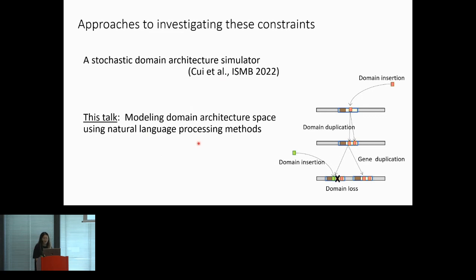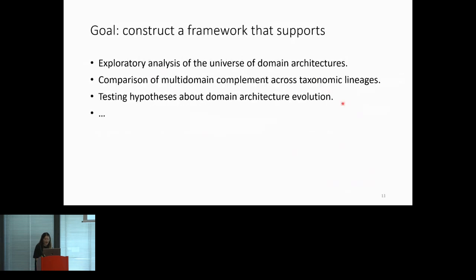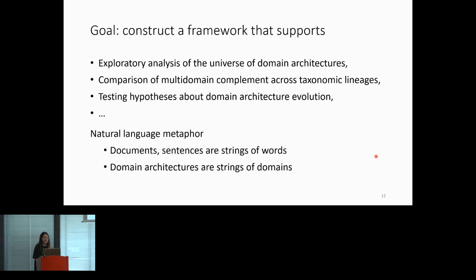This framework can first help us interpret the results of the simulator, and it can also help us investigate relationships between domain architectures. In general, this framework allows us to ask questions about sets of domain architectures in a unified setting. It supports exploratory analysis of the universe of domain architectures, comparison of multi-domain complements across taxonomic lineages, and testing hypotheses about domain architecture evolution.